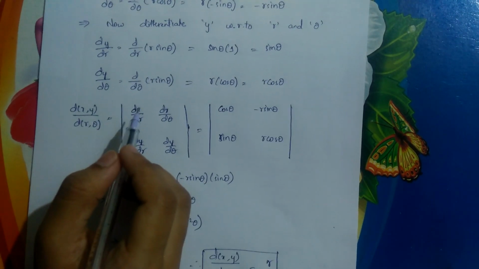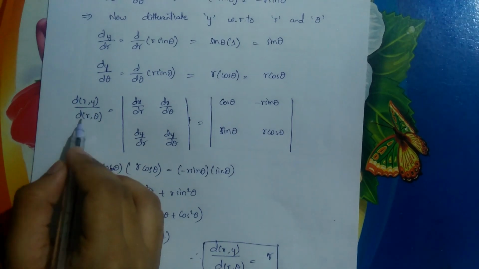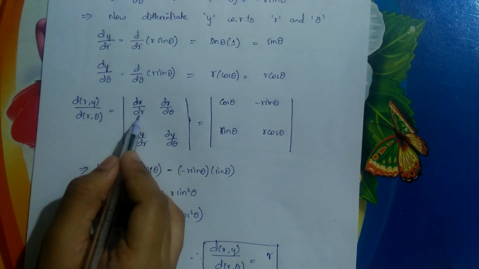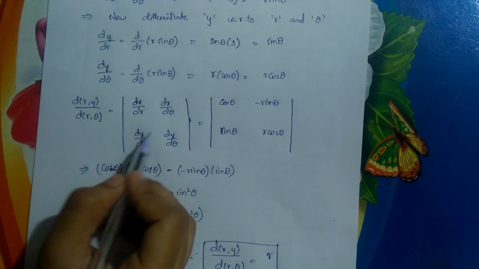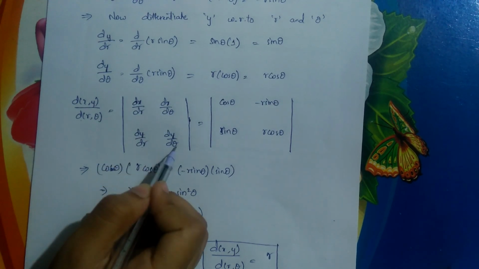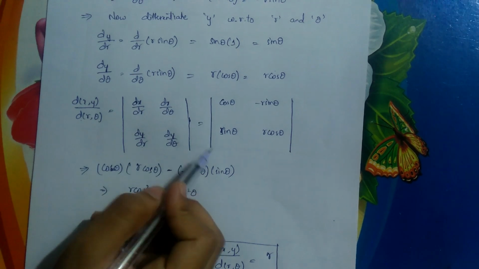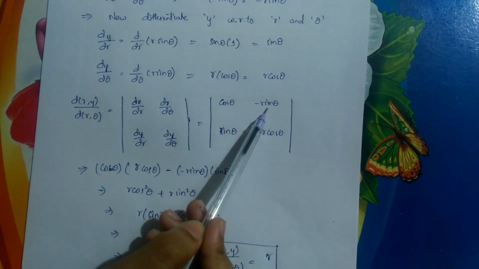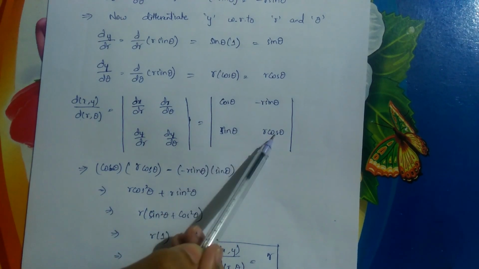Now the formula: ∂(x,y)/∂(r,θ) equals the determinant of ∂x/∂r, ∂x/∂θ, ∂y/∂r and ∂y/∂θ. So that equals the determinant with all the elements written here: cos theta, minus r sin theta, sin theta and r cos theta.